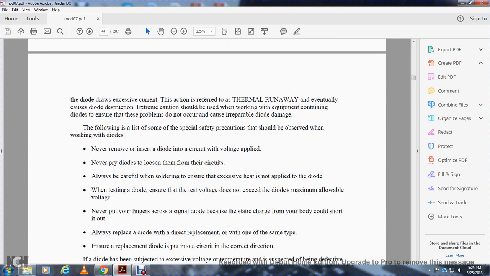The following are some of the specific safety precautions that should be observed when working with diodes. Never remove or insert a diode into a circuit with the voltage applied. Never pry diodes loose from their circuits. Always be careful when soldering to ensure that excessive heat is not applied to the diode.